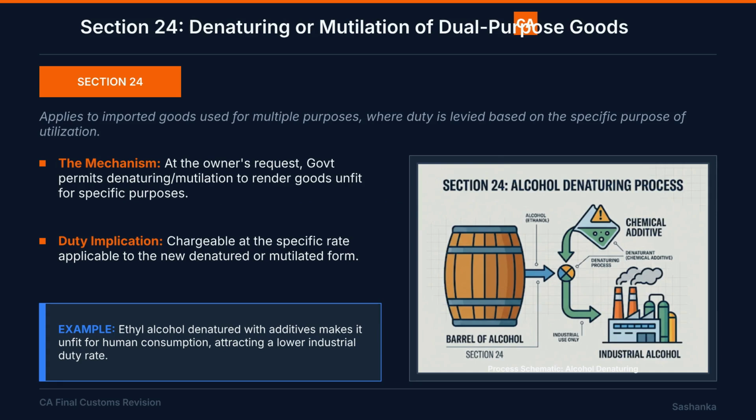Section 24 applies to goods that can be used for multiple purposes and attract different duty rates depending on their use. At the request of the owner, customs may permit denaturing or mutilation so that the goods become unfit for a particular higher duty purpose. Once altered, the goods are taxed according to their new form. A classic example is ethyl alcohol. Since it can be used for human consumption or industrial purposes, duty rates differ. By adding denaturants and making it unfit for human consumption, the importer can qualify for the lower industrial duty rate. This provision prevents misuse while ensuring appropriate taxation.